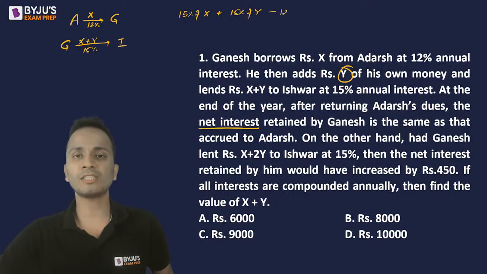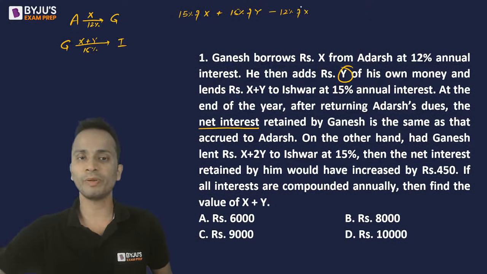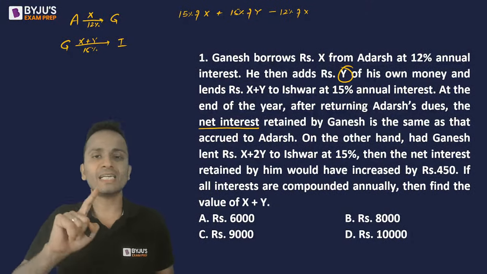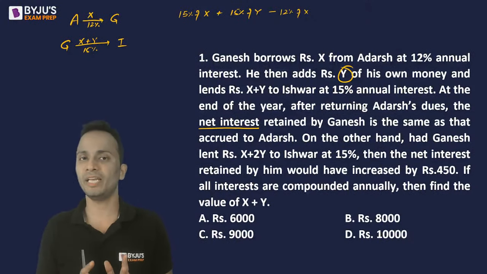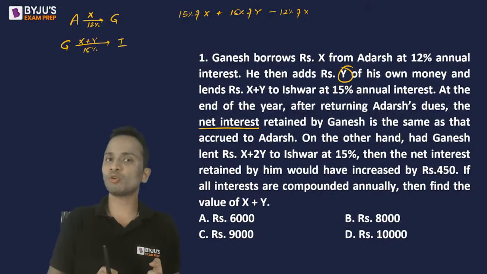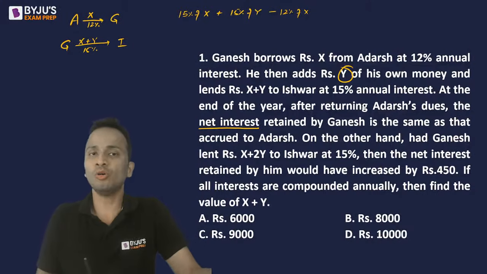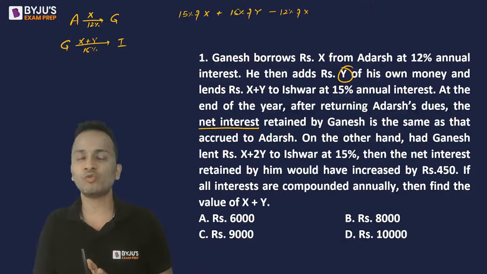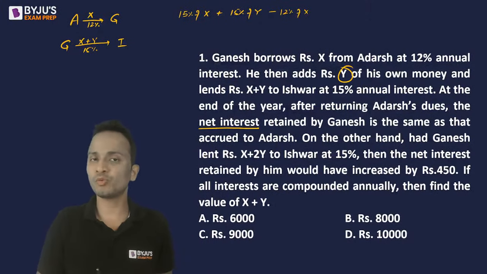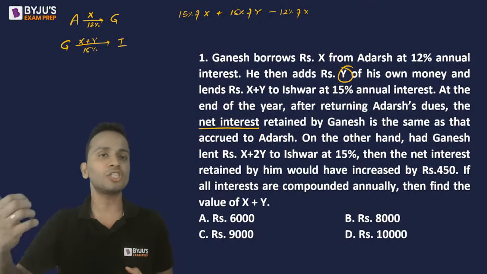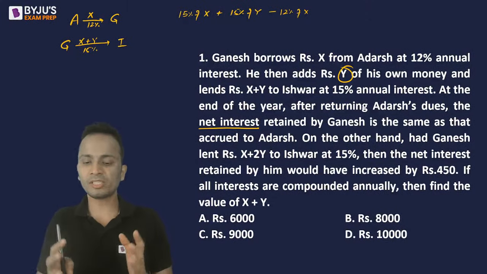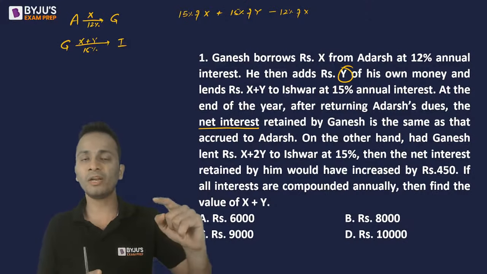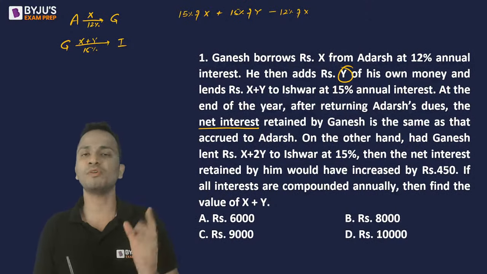So if I subtract 12 percentage of X from here, that will be the net total interest retained by Ganesh. Okay, so Ganesh got some interest from Ishwar and gave some interest back to Adarsh. So the net interest retained by Ganesh will be interest received from Ishwar minus the interest given to Adarsh. Interest received from Ishwar is 15 percentage of X plus Y. Interest given to Adarsh is 12 percentage of X.